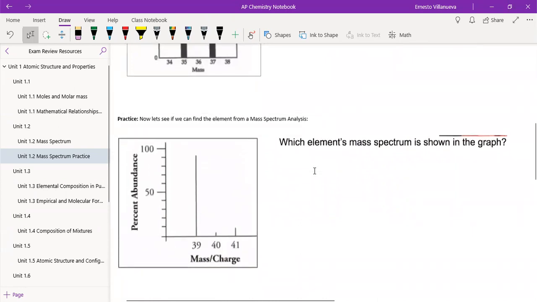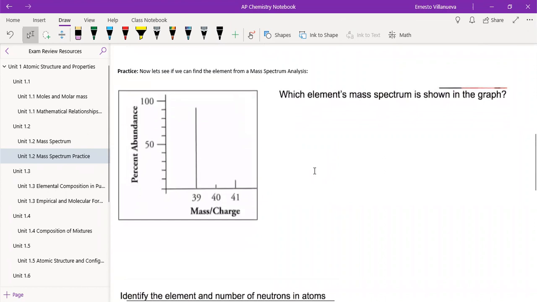It says here, which element spectrum is shown on the graph at the right? This is another one of those. You just have to take a look at it. It's between 39 and 41. So what I see here is that this is an isotope, this is an isotope, and this is an isotope. So this element has 3 isotopes. That's what we got here. Already we can see that it has 3 isotopes.